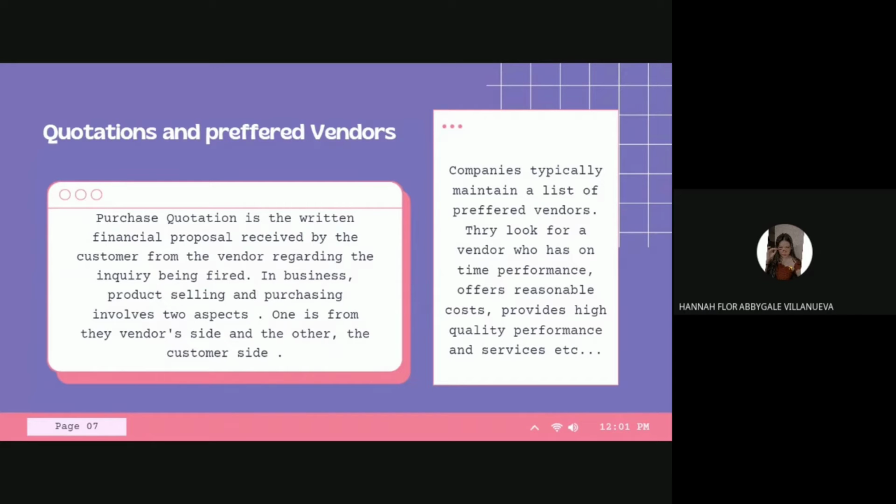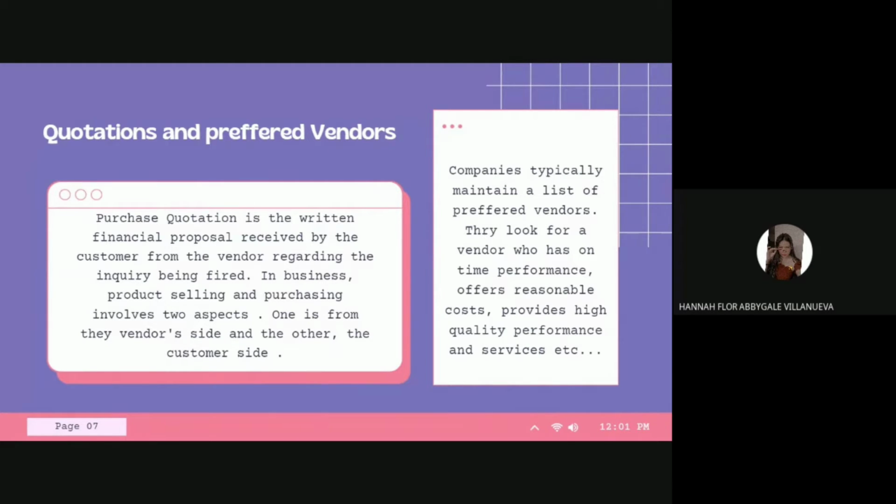Quotation and preferred vendors. A purchase quotation is a written financial proposal received by customers from the vendor regarding the inquiry being filed. In business, product selling and purchasing involves two aspects. One is from the vendor side and the other is the customer side.